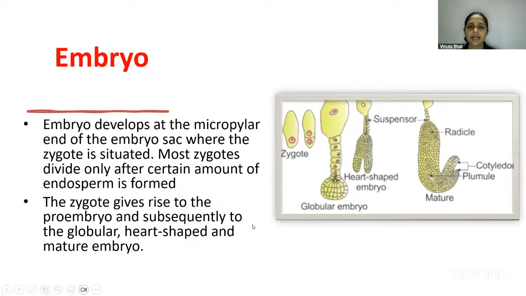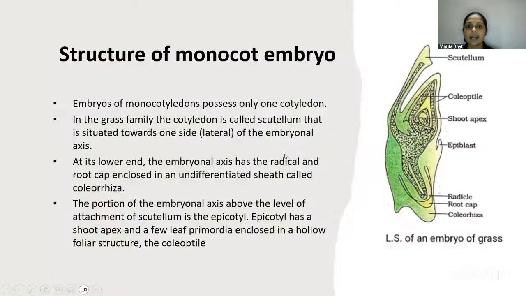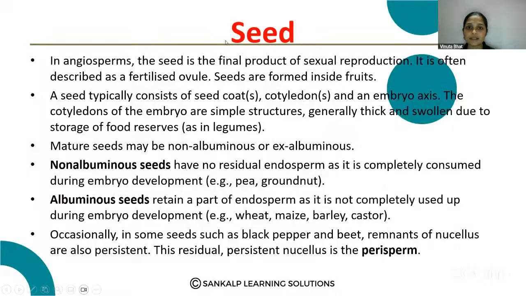And here, the development of the embryo from the zygote involves the same steps: globular, heart-shaped, and the mature embryo, in the case of both the dicot embryo and the monocot embryo. So this is the structure of the dicot embryo and this is the structure of the monocot embryo. So this is the developmental stage of the monocot embryo. And a very important thing, the seed.